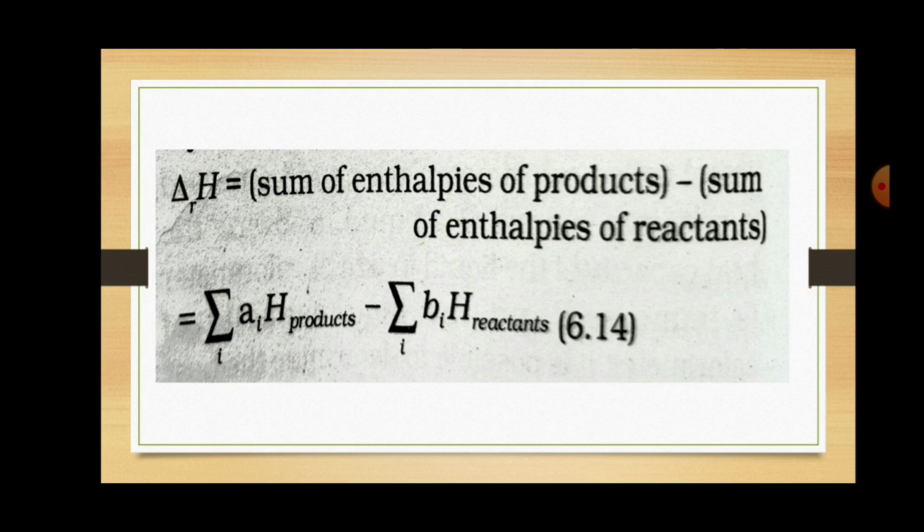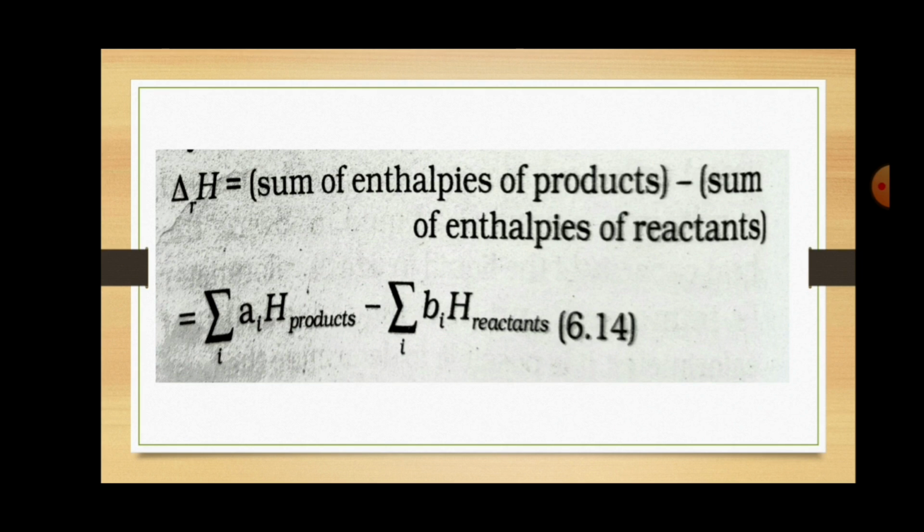Here you can see delta rH is equal to the summation, sigma, of ai times H of products, minus sigma bi times H of reactants. That is, the sum of enthalpies of products minus the sum of enthalpies of reactants. Here ai and bi are called the stoichiometric coefficients, the numbers we add to balance a chemical reaction.